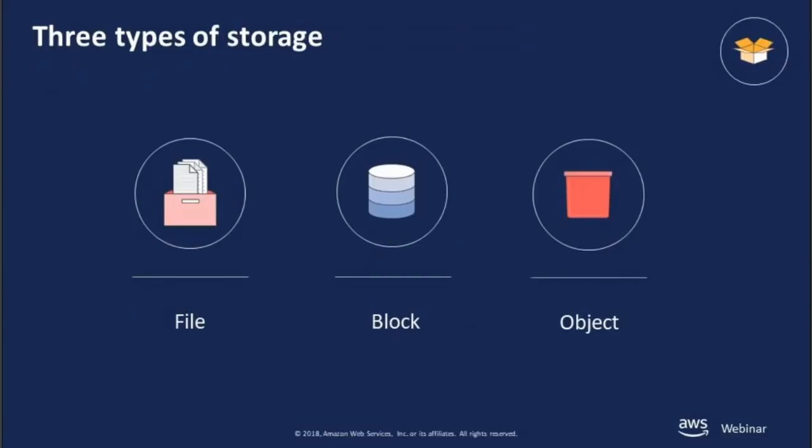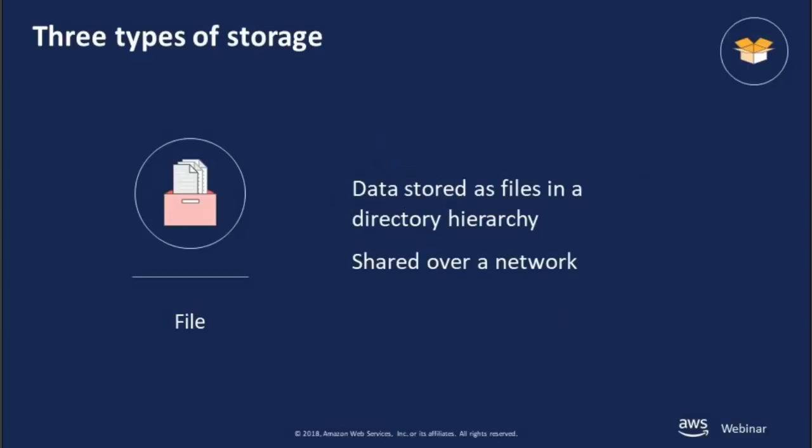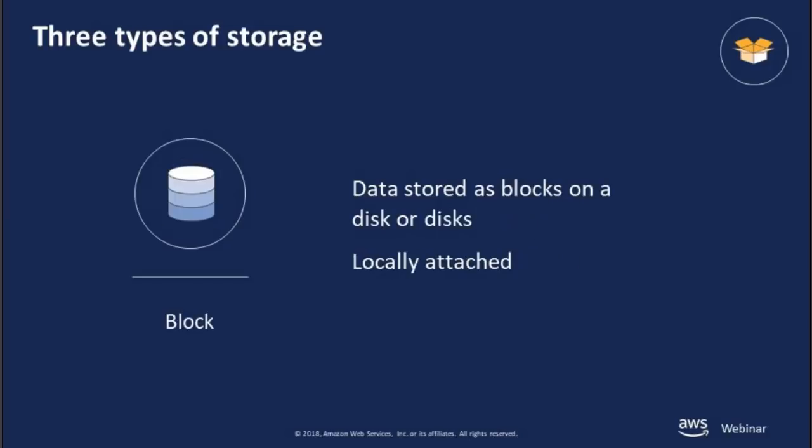So there are typically three types of storage in the cloud, in Amazon. So we have file, block, and object. With file storage, this is when data is stored as files in a directory hierarchy. Typically, this is shared over the network so multiple clients can have access to the same data set.